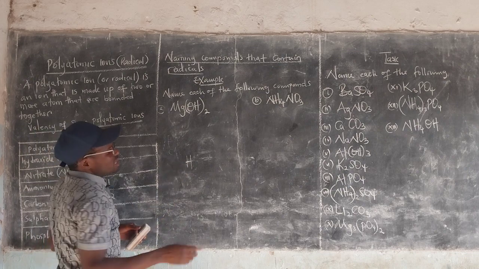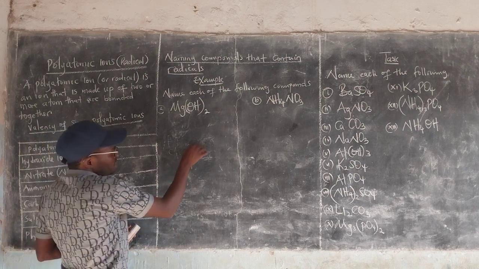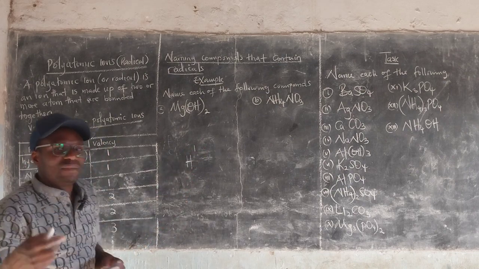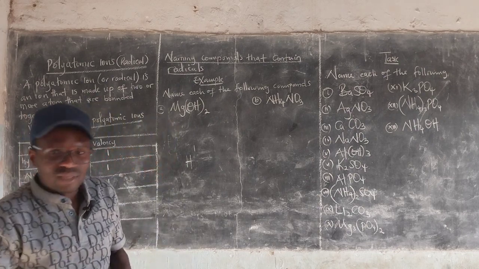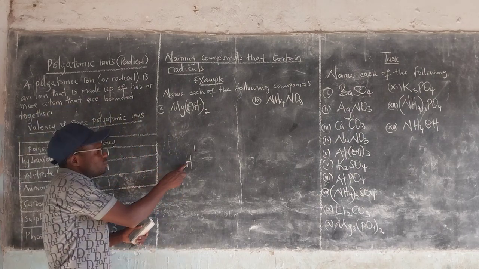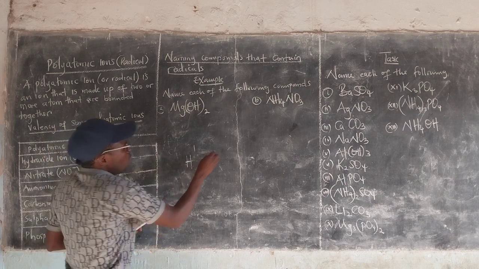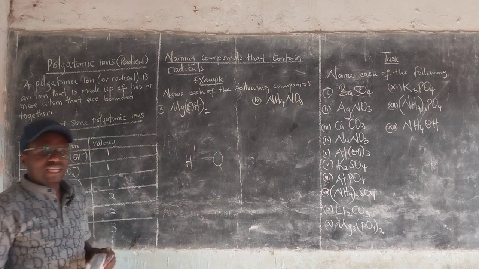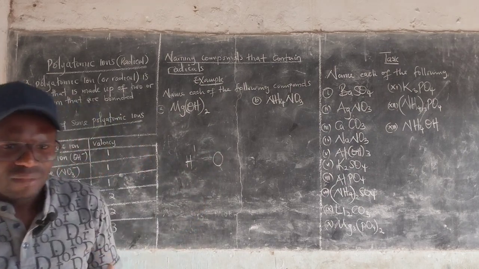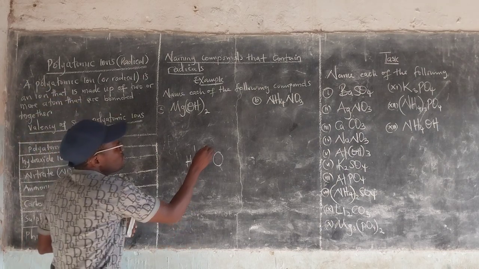Hydrogen is in group 1 and it has got the valence of what? 1. The number of electrons an element is either gaining or losing is what you call valence. So hydrogen has got the valence of 1. Oxygen, what did we say about oxygen? How many electrons does oxygen gain? It gains 2. So we're going to put our 2 there.